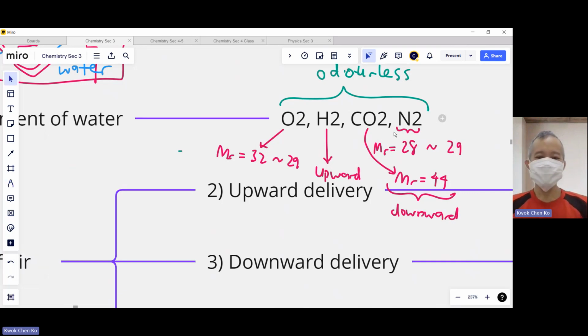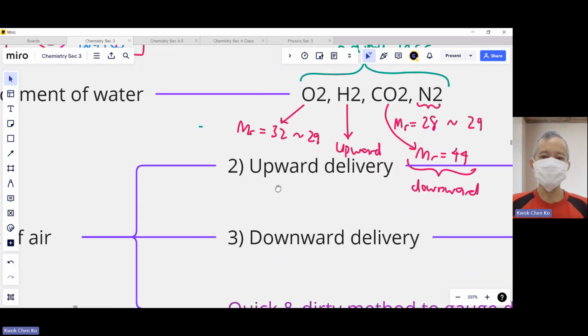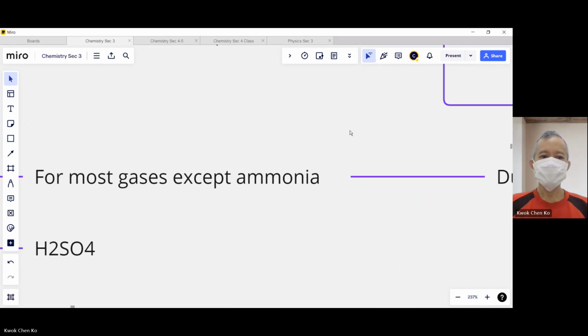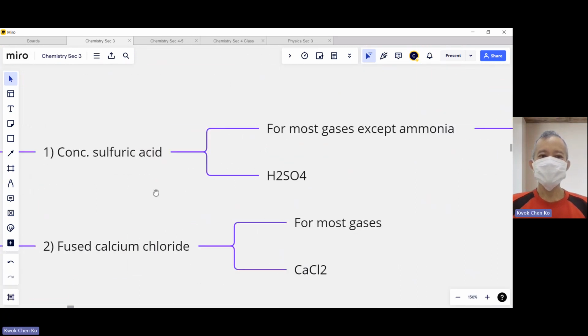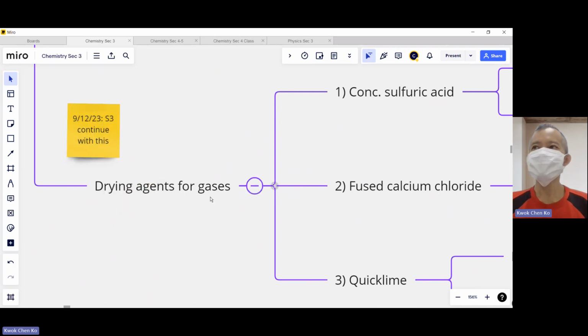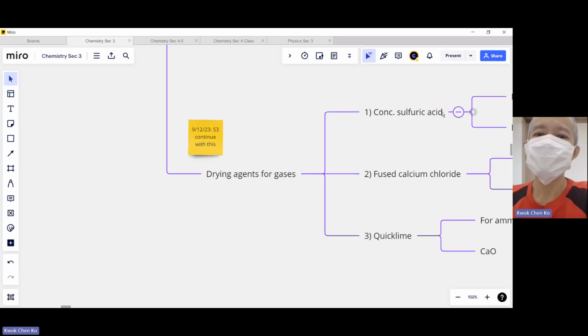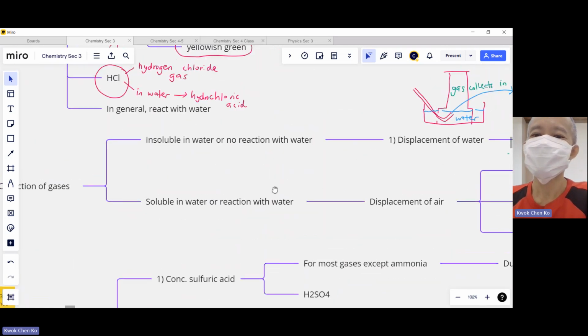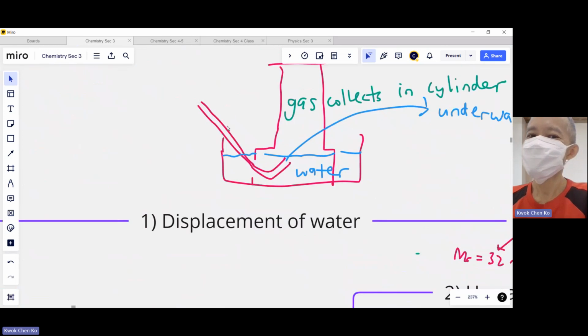Good. Last part of theory for today. After you collect your gases, they want you to dry your gases. That means remove water, especially for this one. Remember, you allow your gas to go through water. Some of the water vapor you collect here as well. So you have to dry the gas. How to dry?